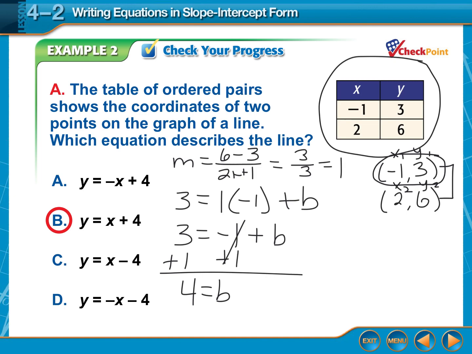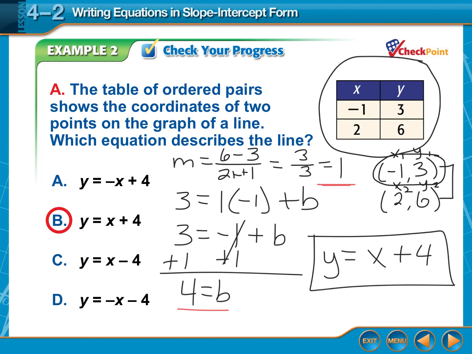However, is that my answer? No. What do I need my answer to be? The equation, right? So we need Y equals, what's our slope? 1, right? We found our slope right here. So slope is just X, or 1X, and then what's our B that we just found? Plus 4. This is our answer. Okay, don't stop and treat the B as your answer. We got to have the equation as our answer because that was our whole goal.